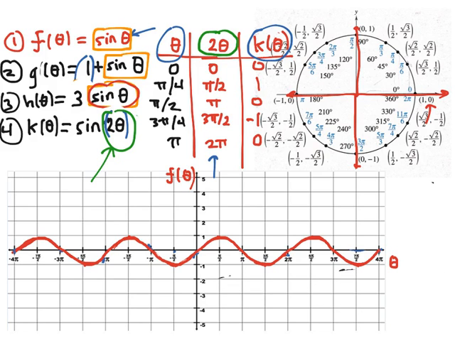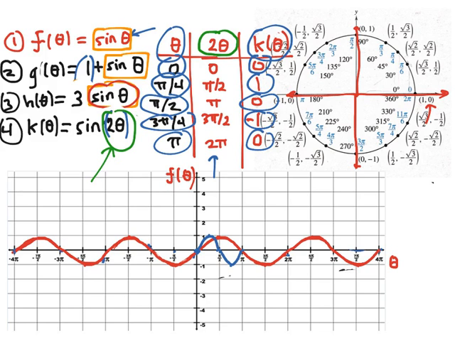Our ordered pairs are going to be, you look at theta and k of theta. So our ordered pairs are going to be 0, 0. I'll go ahead and plot the point 0, 0. Pi over 4, 1. So pi over 4, 1 would be right here. Pi over 2, 0, which would be right here. And then 3 pi over 4, negative 1. And then pi, 0. So when I sketch one cycle of the graph, this is what I have.